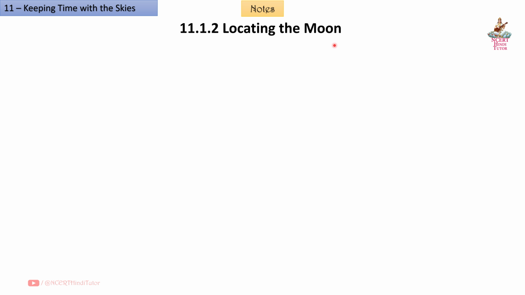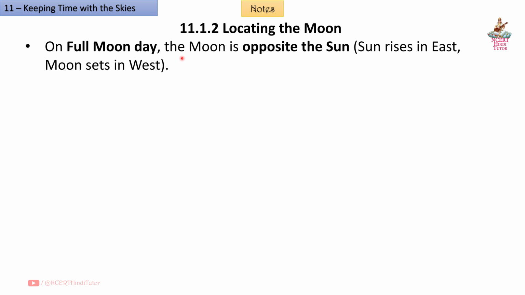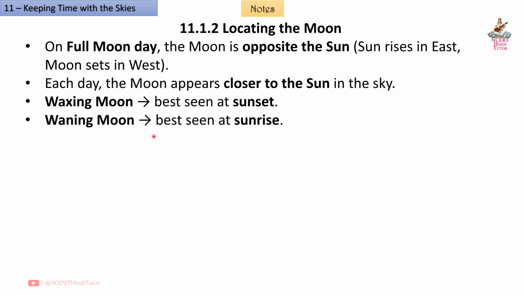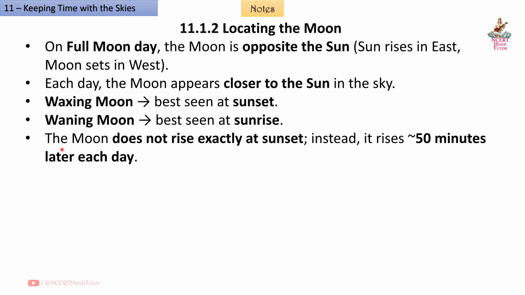11.1.2 Locating the moon. On full moon day, the moon is opposite the sun. Sun rises in east, moon sets in west. Each day, the moon appears closer to the sun in the sky. Waxing moon, best seen at sunset; waning moon, best seen at sunrise. The moon does not rise exactly at sunset. Instead, it rises approximately 50 minutes later each day.